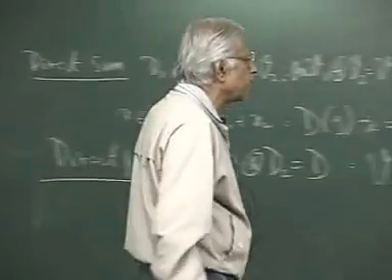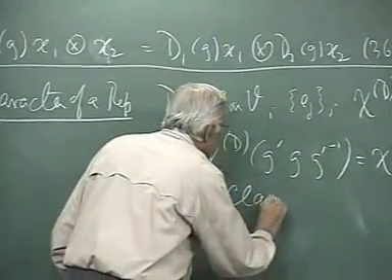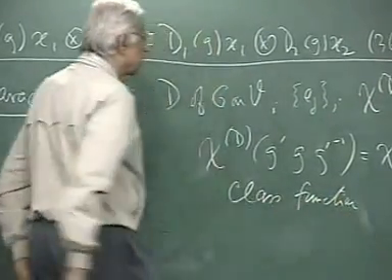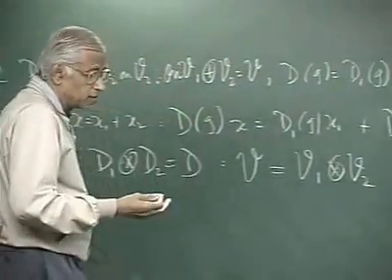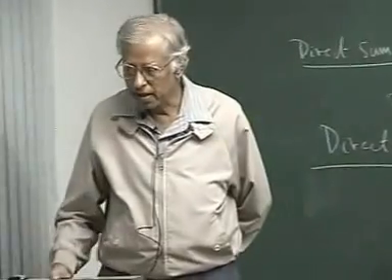So it is called a class function. On each class in the group, it has some numerical value, complex numerical value in general, which depends on the representation which you are using.